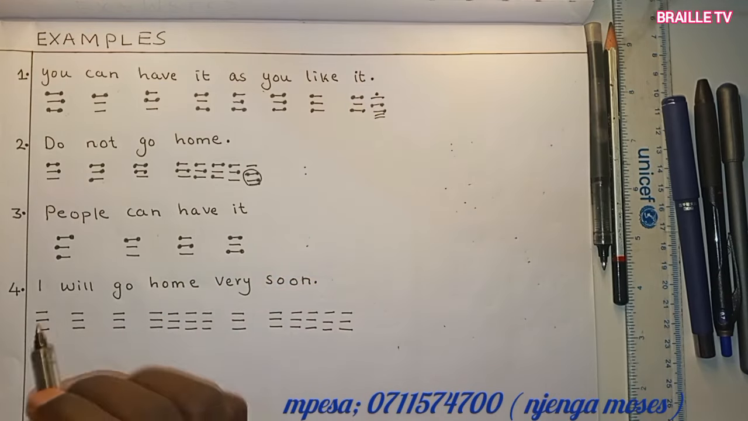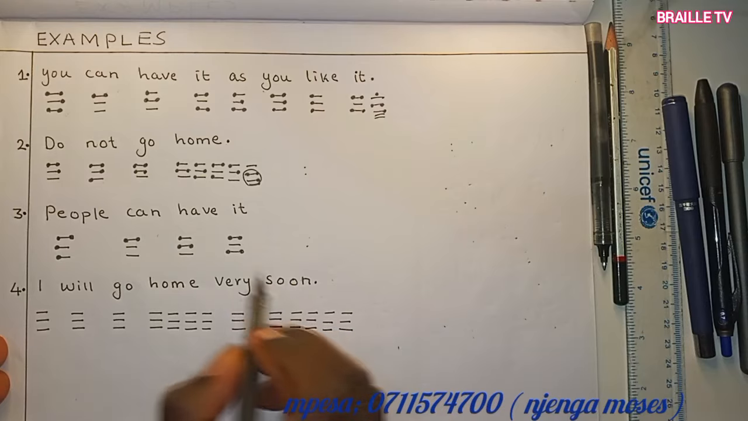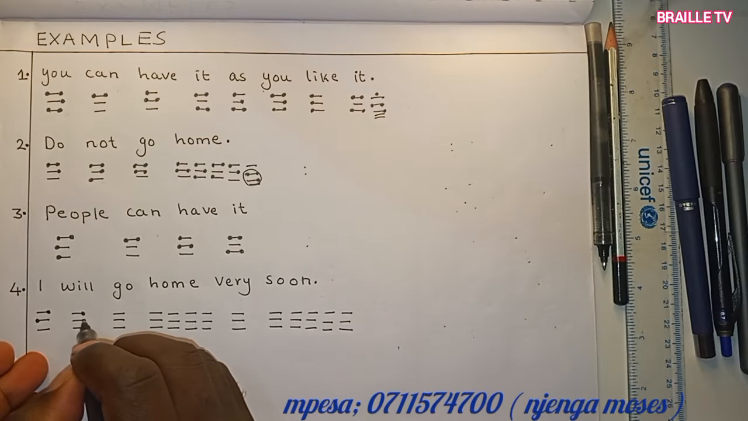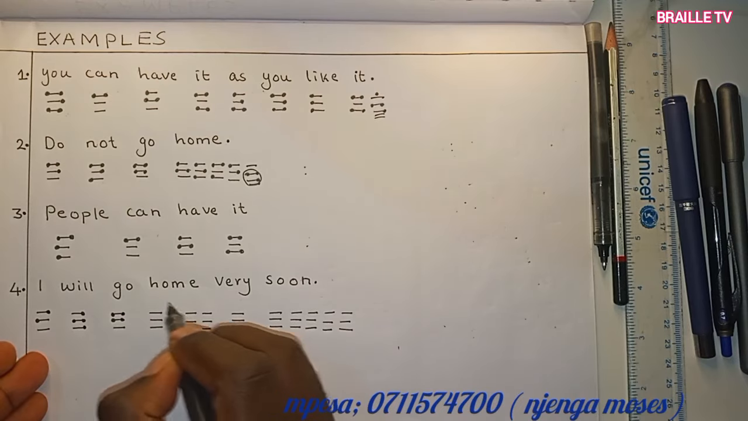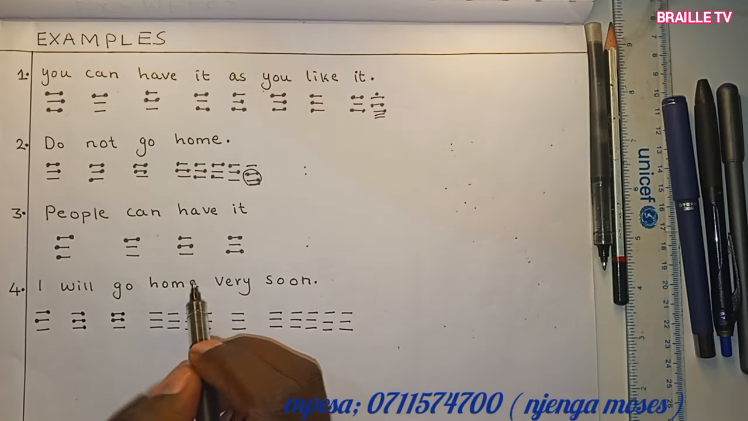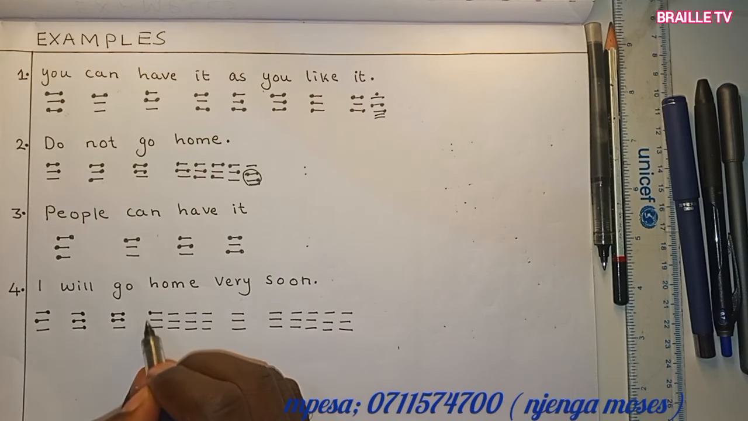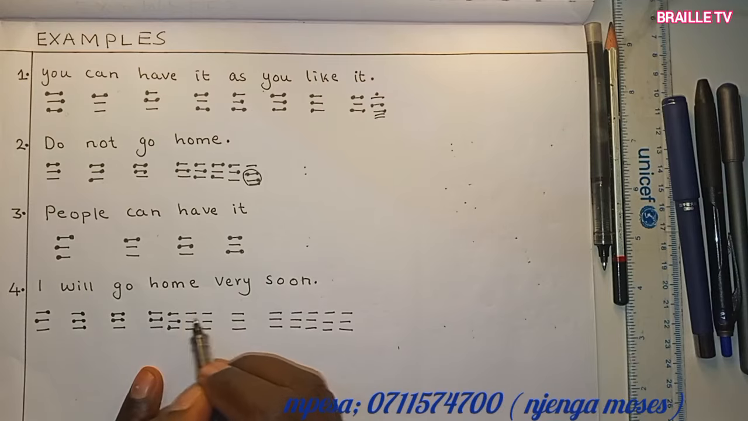All right. Now, the last example according to this list is: I will go home very soon. Now, let us write together. I, then will, I told you, is W. Then go, it is G, symbol as that. Home. Now, for the word home, there is no contraction that we can use here. So that means we are going to spell out each and every letter. So we write H, O, and then we write M, then E. So this is the word home.